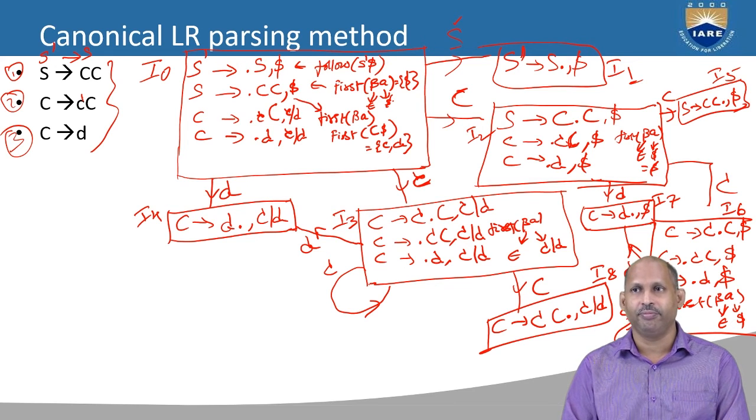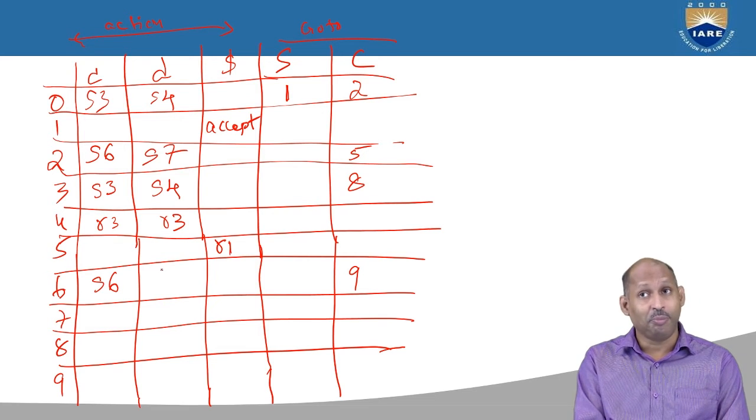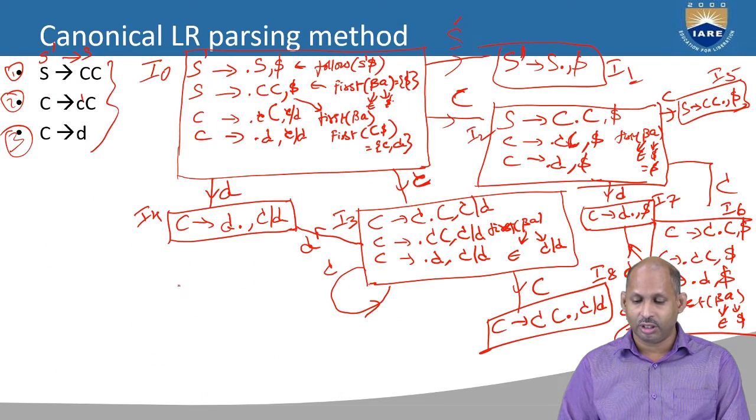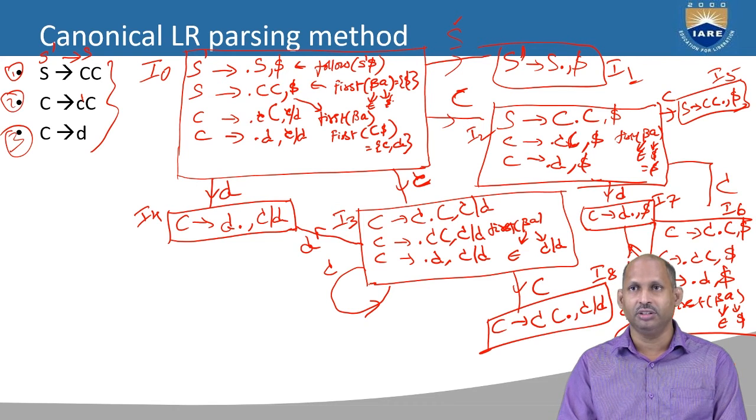On terminal D, it is going to I7. Right? So, in the terminal D column, we write shift 7. On D going to I7, so we have to write shift 7.